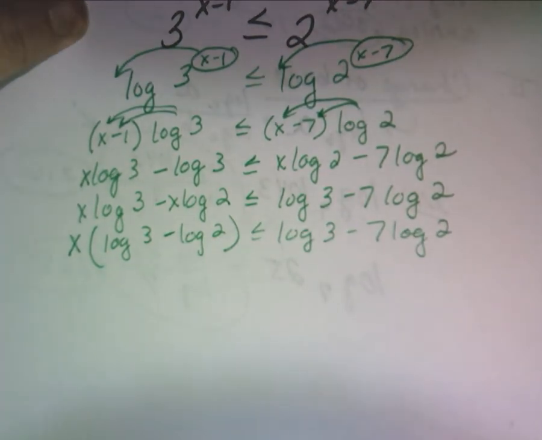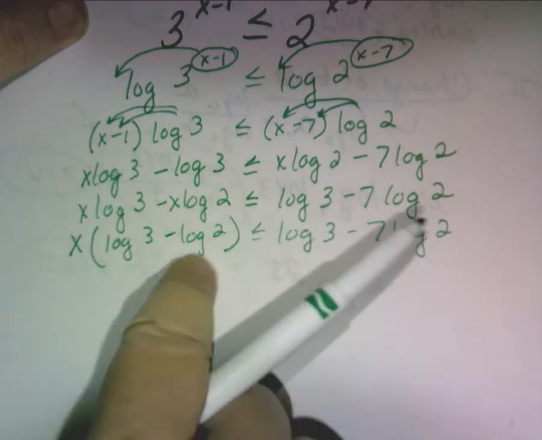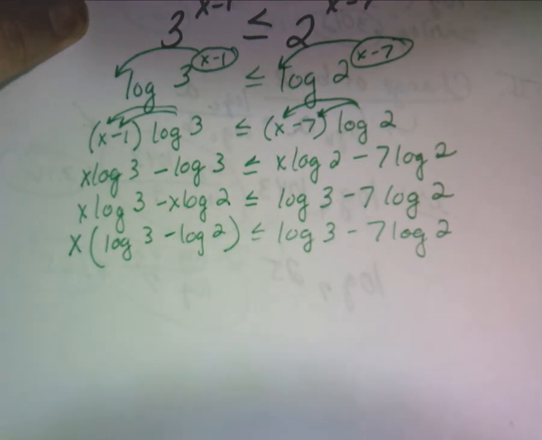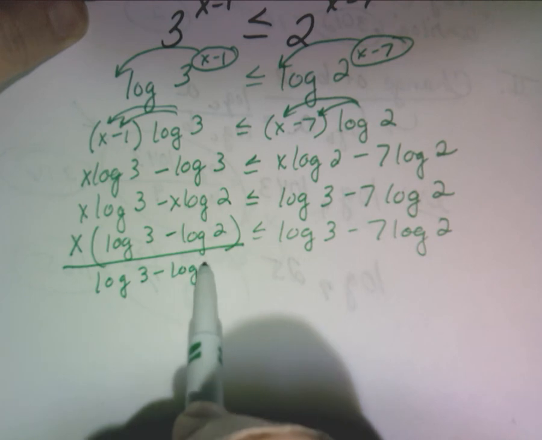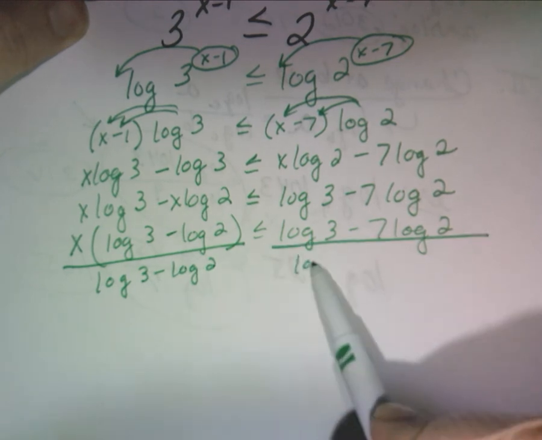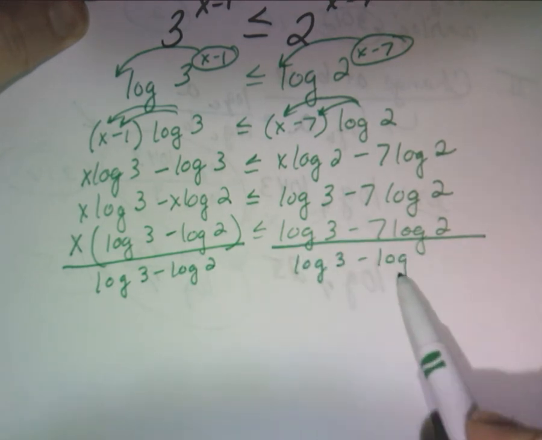And then finally, what do you do whenever you're multiplying a number by x? How do you get x by itself now when you're multiplying it? Just divide it out. Divide that whole thing out. Divide by log 3 minus log 2. Divide this side by log 3 minus log 2.